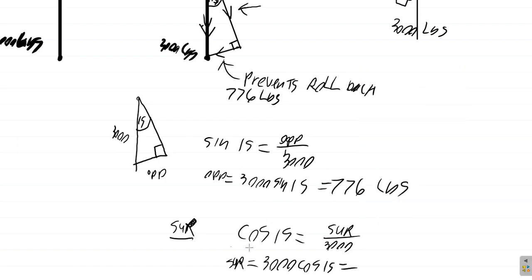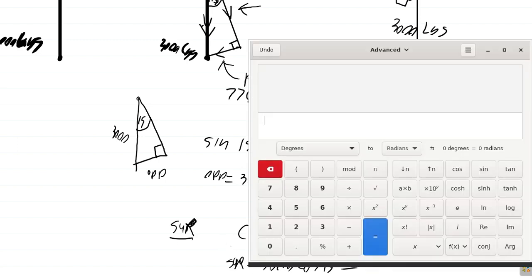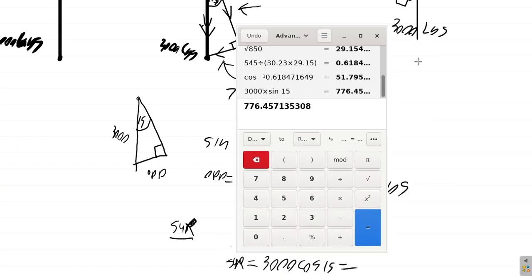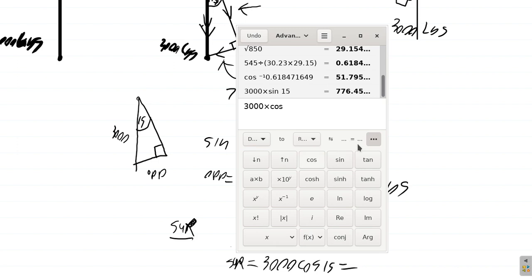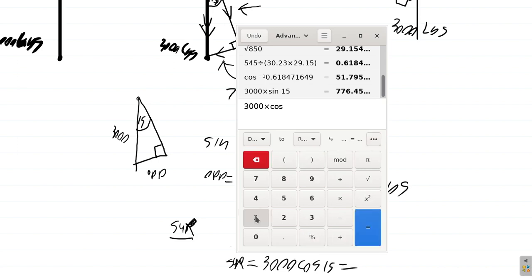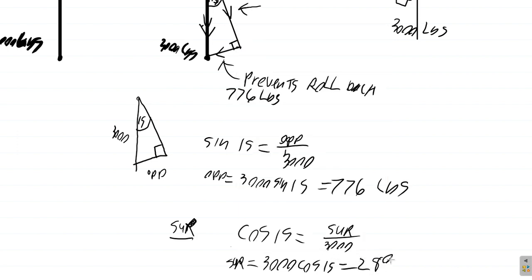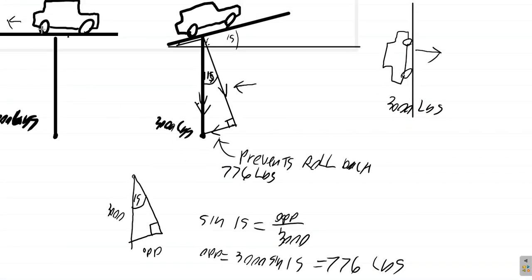Calculator. 3,000 times cos 15 equals 2,898 pounds. So this is 2,898 pounds. All right. So that's what you have there.